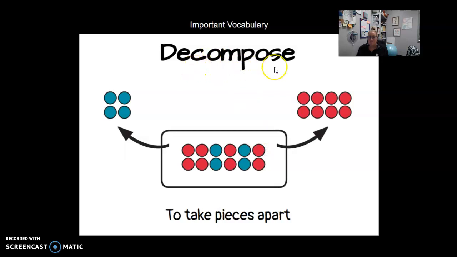The next word we have is decompose. So this is the same from yesterday as well. When we decompose something, we take something and we break it apart. So if this was my whole, I put all the blue on this side and all the red on this side.